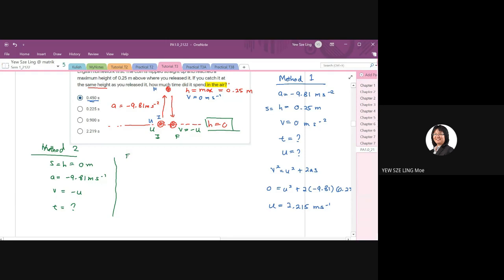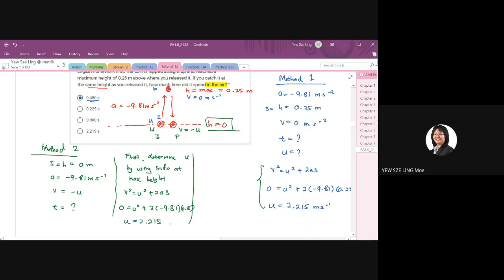So first, step number 1, determine u by using info at maximum height. So what I have right now is basically the same as just now. So v squared equals u squared plus 2as at maximum height. So it's 0 equals u squared plus 2 times negative 9.81, s is your 0.25. So u is then equal to 2.215 m s^-1.